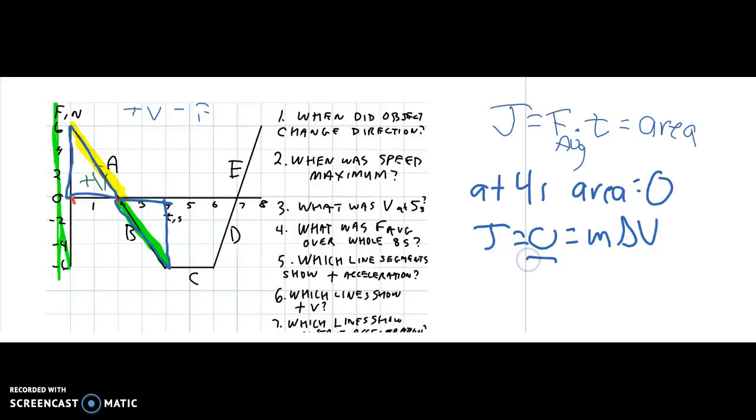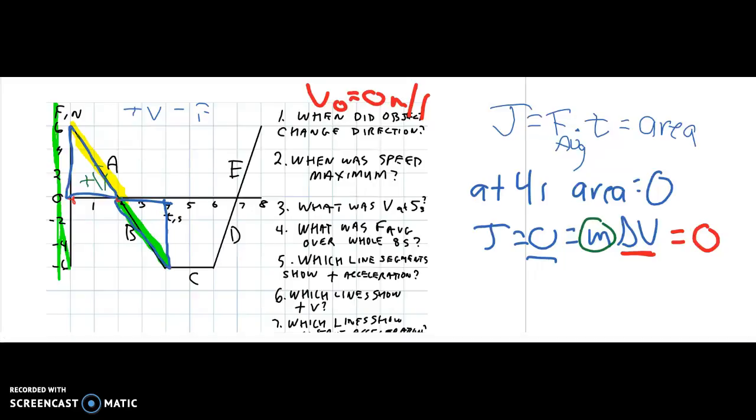If this side is 0, this entire side to the right of the equal sign also has to be 0. But again, we see that mass is a scalar. Well, that doesn't even matter. Mass is a value. That's not going to change. But we can see if one side is 0, the other side has to be 0. So this means our delta V also has to equal 0 at that point. We said that you started off at an initial velocity of 0. So if my change in velocity is 0, the speed at 4 seconds is 0.